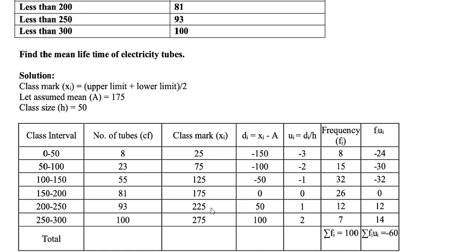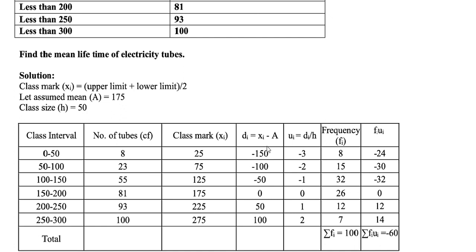The next column is the class mark xi. How to make it? It is the lower class limit plus the upper class limit divided by 2. That is 0 plus 50 by 2, which comes to 25. 50 plus 100 by 2 comes to 75. Like this, make the class mark xi.